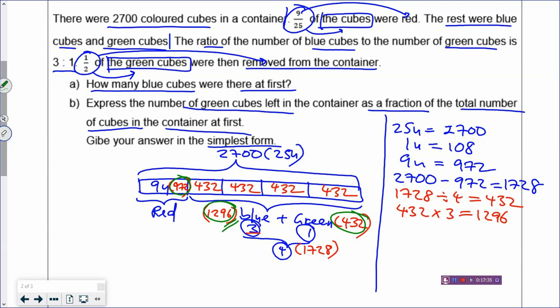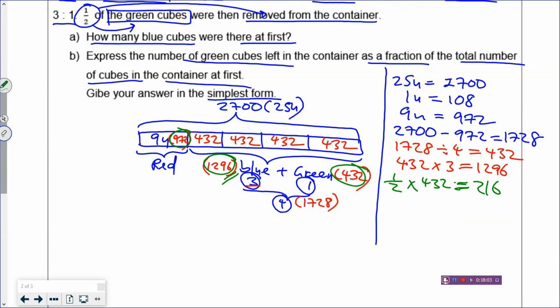Okay? Alright, now half of the green were then removed from the container. So can you find how many green left? So half of the green. So can you find how many green were taken out? So half times 432. And you have 432 divided by 2. That will be 216 green cubes left. Right? You take out half, so you will have another half left. So this is the 216 green cubes left.